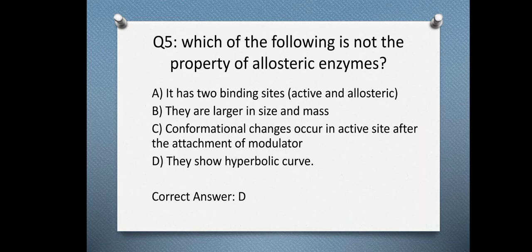Allosteric enzymes are generally larger in mass than other enzymes and typically comprise multiple protein subunits. They have big size and big mass also. Based on modulators, they can be classified into two groups: homotropic as well as heterotropic allosteric enzymes. So the correct answer of this question is D. They show hyperbolic curve, which is not the property of allosteric enzyme.